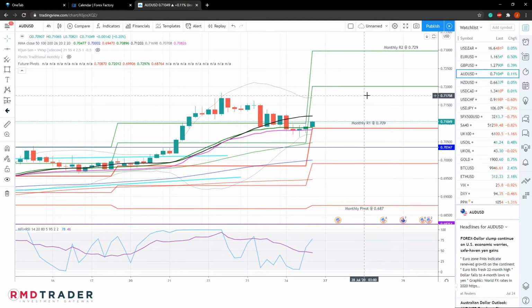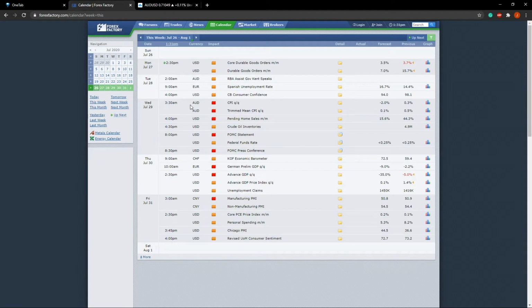Just considering areas of support, the area of support would be the area between 0.703, which was a breakout point over here, and of course then our monthly pivot at this area at 0.709, which is the weekly pivot and monthly R1 pivot. Those would be our areas to look out for, and I just want to fix your attention on the fact that we do have some economic events affecting the Australian dollar on Tuesday as well as Wednesday, so just keep an eye out on those as well.